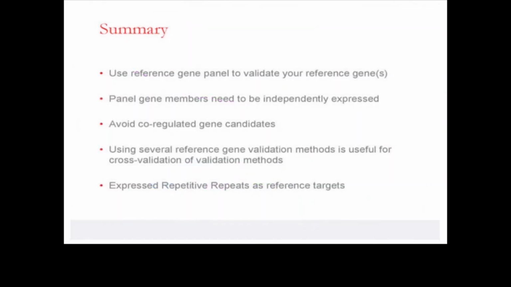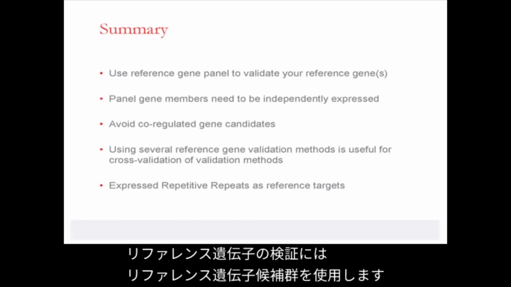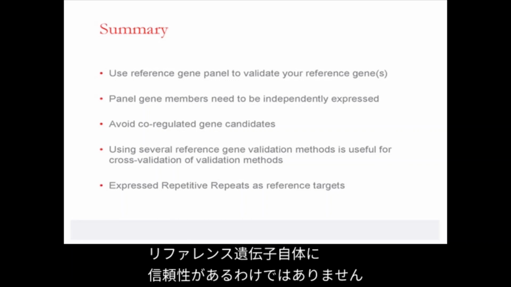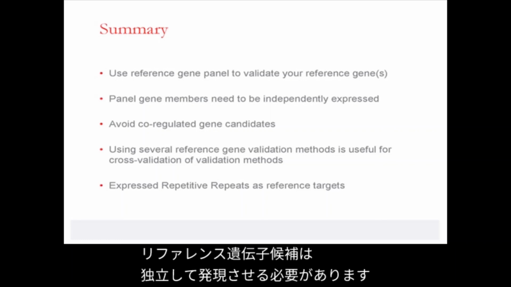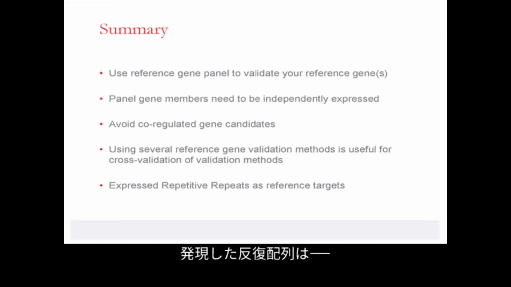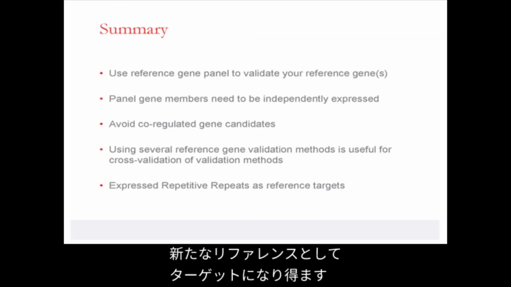To summarize, use a panel of reference gene candidates to validate your reference gene. A reference gene on its own is not reliable. The reference gene candidates need to be independently expressed. Using both geNorm and NormFinder allowed us to cross-validate the validation methods. We saw that expressed repetitive repeat sequences may be interesting new targets as references.